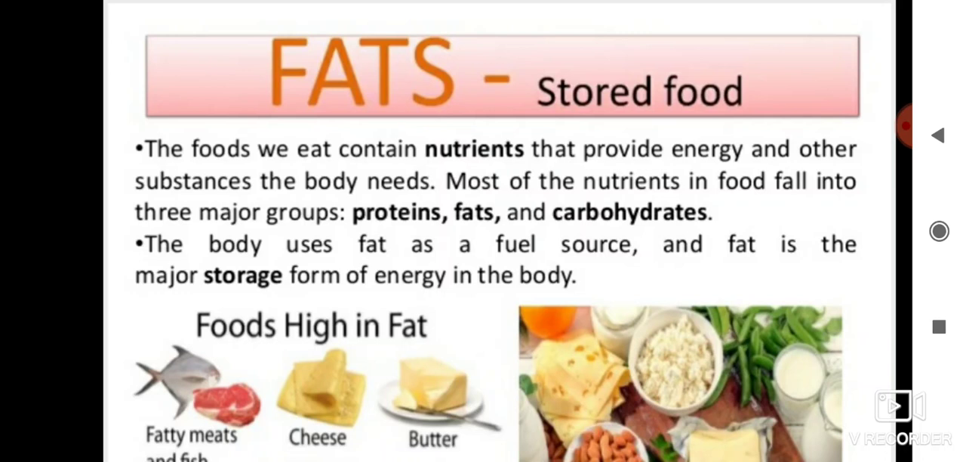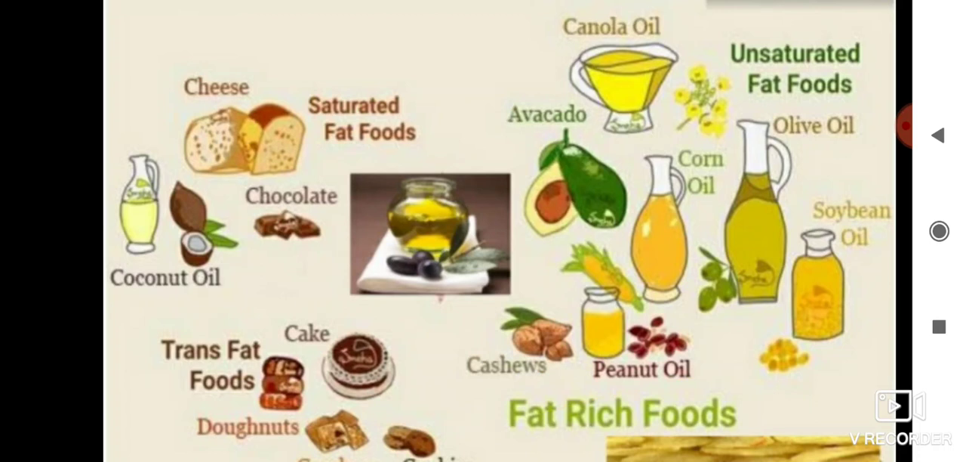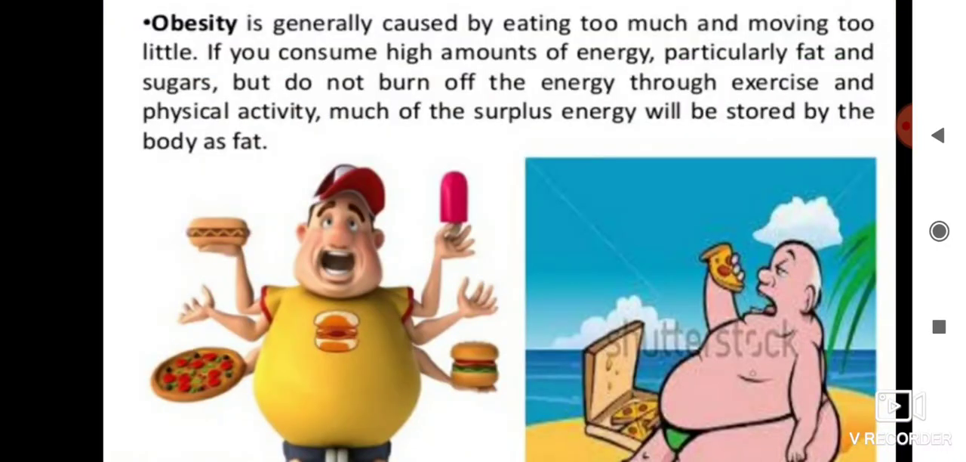Next we will move on to another type of nutrient. Before going to that, you can see the fat rich food items such as cheese, chocolates and coconut oil. Here there are also avocado, peanut oil, cashew, corn oil and olive oil; especially most of the oils contain fats. Let us study the next type of nutrient.